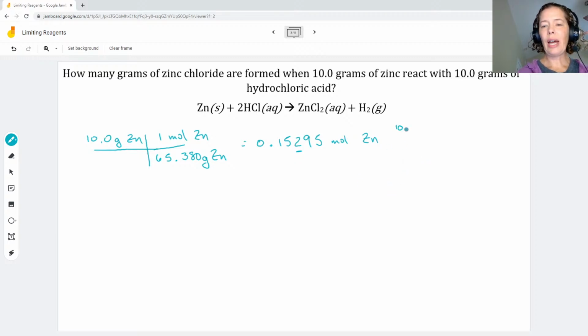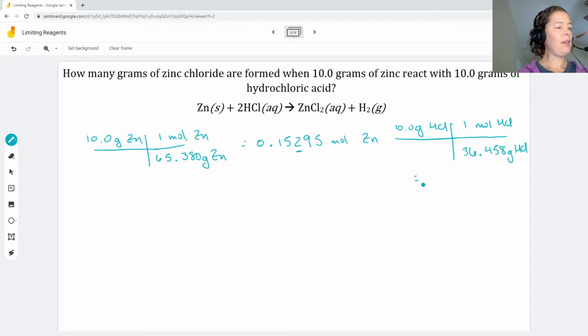And we also had 10 grams of hydrochloric acid. I should have written the zinc smaller. So molar mass here is 36.458 grams of HCl and 1 mole of HCl. So I'm just going to put this down here. So this is 0.27428. That should be enough mole of HCl.